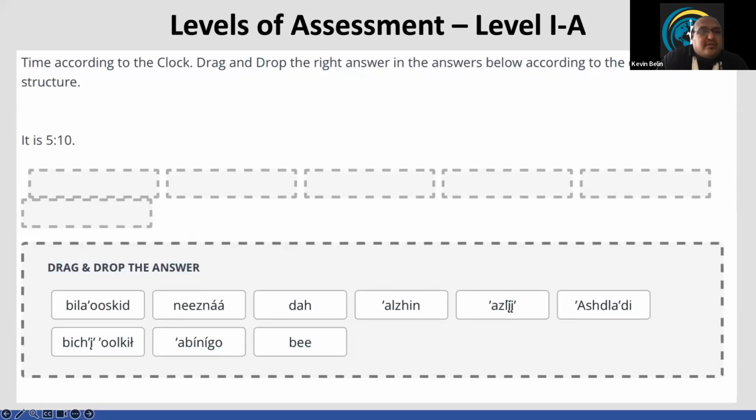Students tell time according to the clock and drag and drop the right answer into the correct time. So when we look at it, it is 5:10, right? That is the question. Then students look at the drop areas, and there are 9 answer choices. They have to put them into the correct order to get the answer correct.